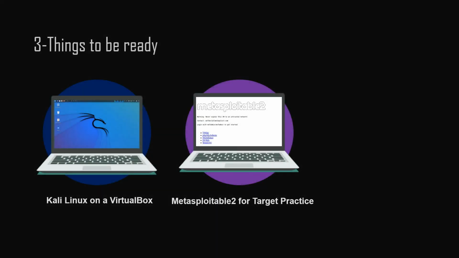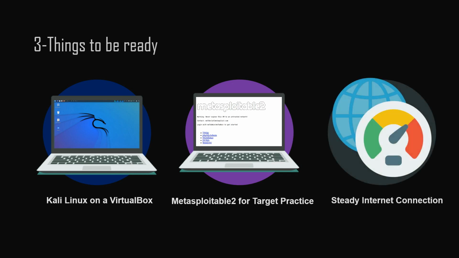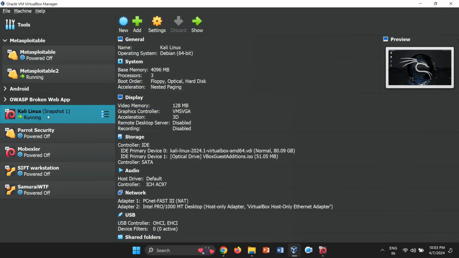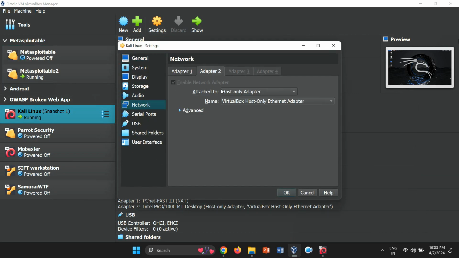Next, we need a steady internet connection. A stable internet connection is essential for the scanning process to communicate with the target website. Access your Kali virtual machine, navigate to Settings, then to Network Adapter, and confirm that the second adapter is connected to the NAT network.